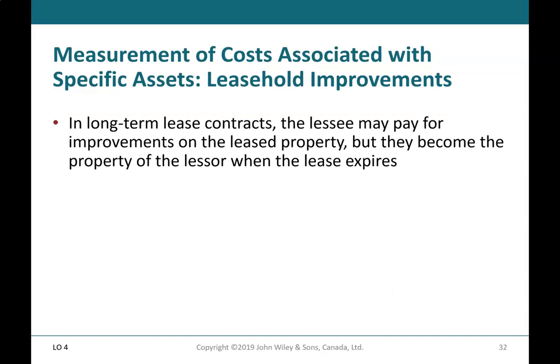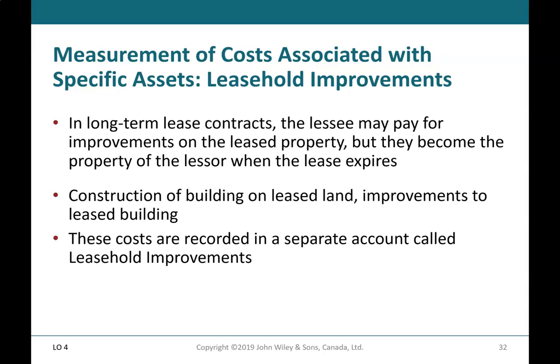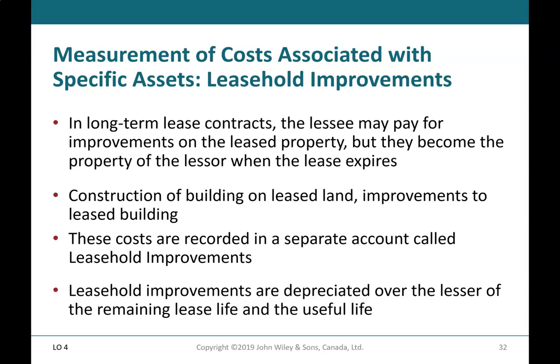Measurement of costs associated with specific assets, leasehold improvements. In long-term lease contracts, the lessee may pay for improvements on the leased property, but they become the property of the lessor when the lease expires. Examples: construction of a building on leased land, improvements to a leased building. These costs are recorded in a separate account called leasehold improvements. Leasehold improvements are depreciated over the lesser of the remaining lease life and the useful life.